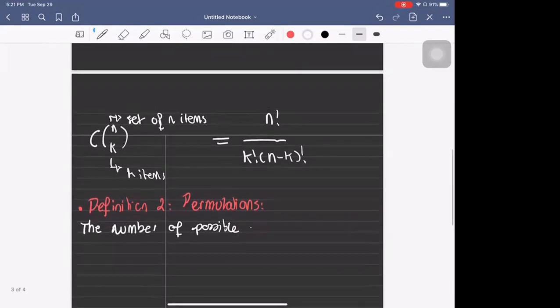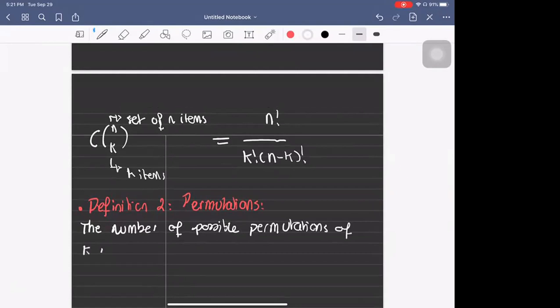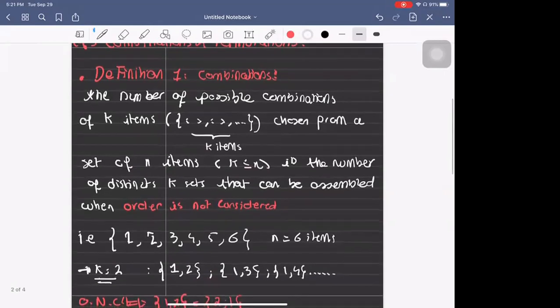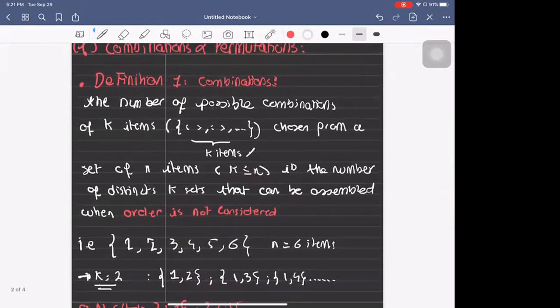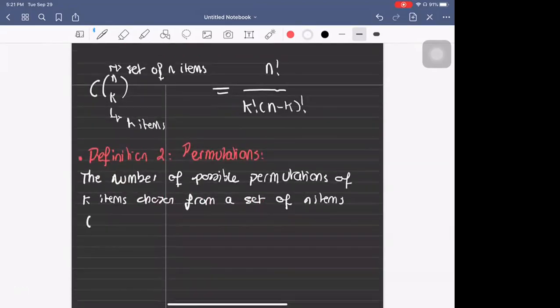So the number of possible permutations now of K items. Again, it's the same thing. It's a set of K items chosen from a set of N items. So this implies that K again is smaller or equal to N. Otherwise, it wouldn't make sense.